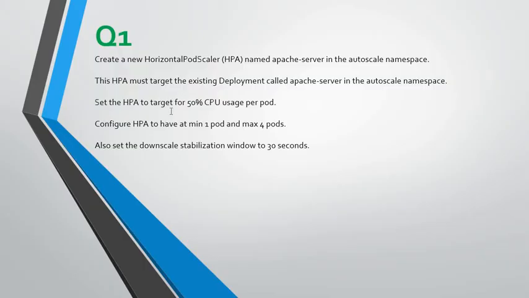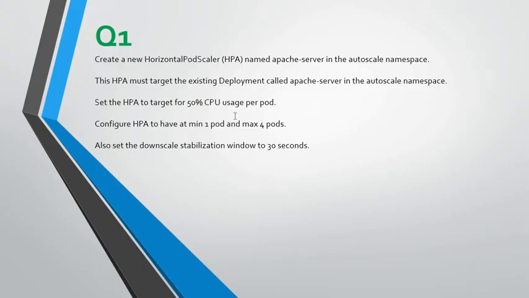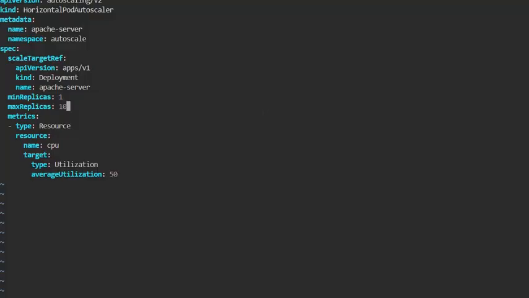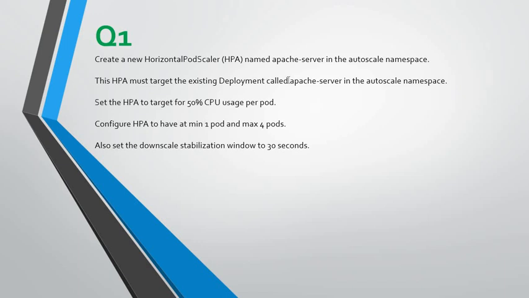Now set the HPA target to 50% CPU usage per pod. Here it is already given as 50%, so you don't need to change anything. Configure HPA to have at min 1 pod and max 4 pods, so again set max to 4 pods. Now just save it. But before applying, in the exam you will be given the deployment called apache-server already.